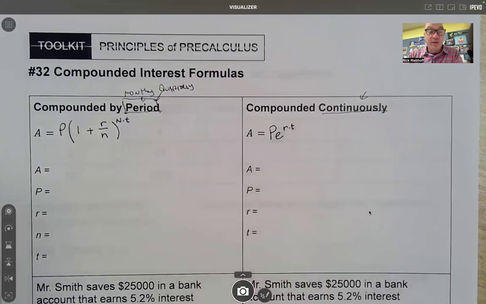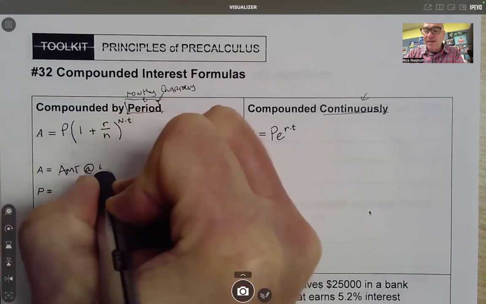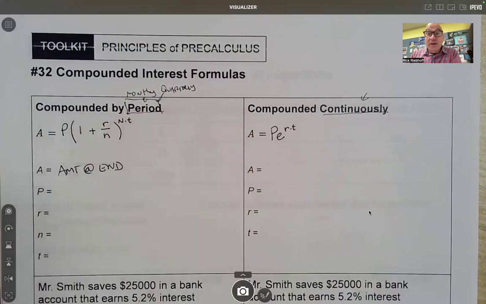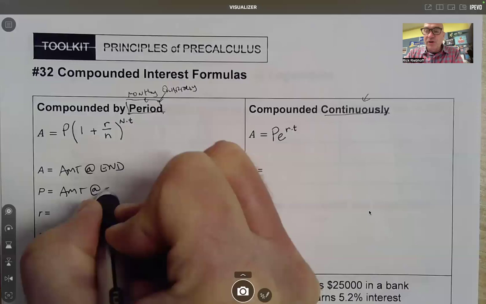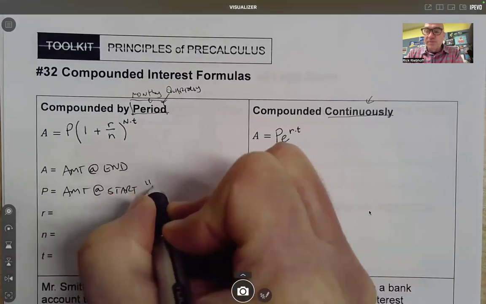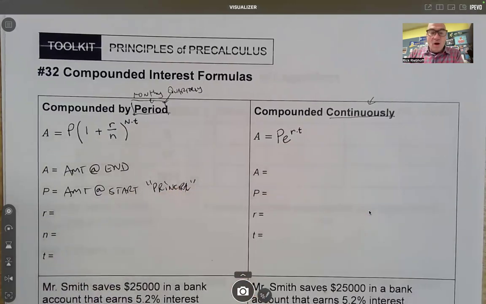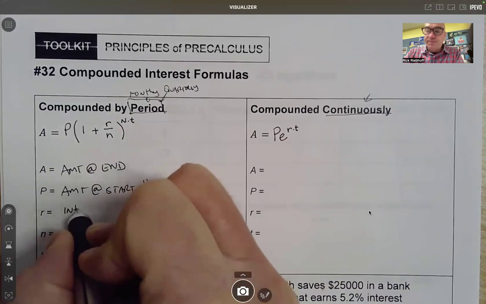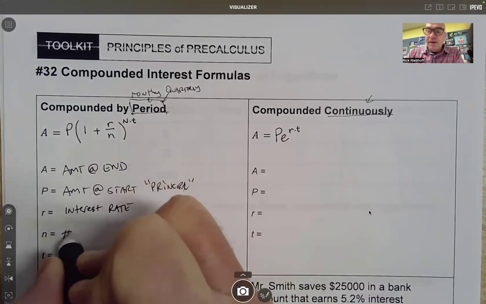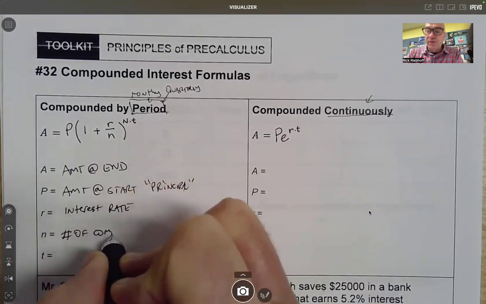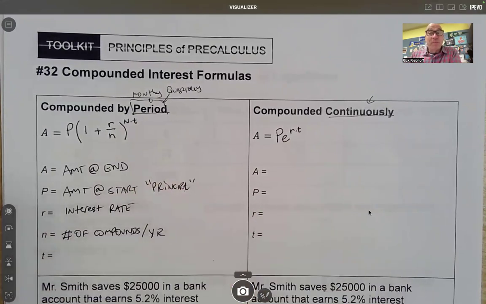It's P times E raised to the R times T. Okay, dokie. All right, let's figure out what these mean. A is the amount at the end of however long you put it in the bank. Okay. P is the amount you have at the start. Okay. It's called the principal. Cool. R is the interest rate. N is the number of compounds. And in our cases, it's going to be per year because we're going to be mostly doing money.